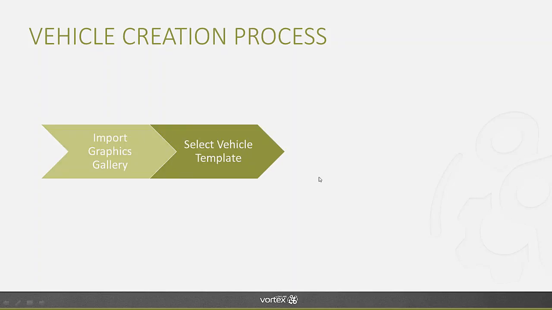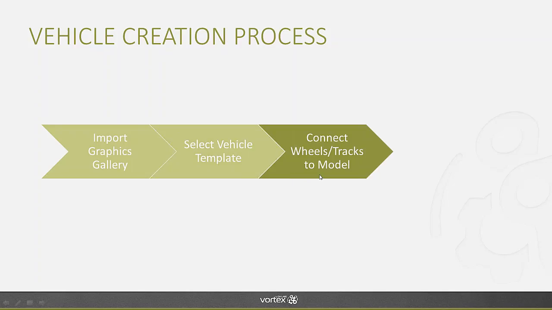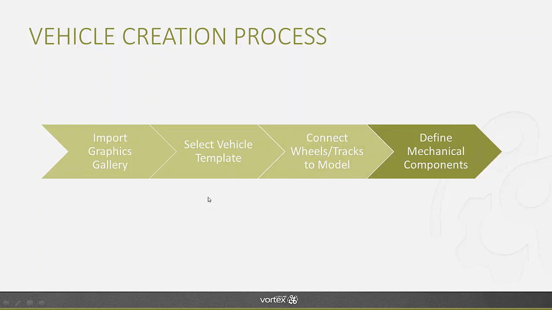Then we're going to select the vehicle preset we wish to use. And once we've selected the vehicle preset, as you've seen, there will be collision geometries created for the wheels and the track, so we're going to connect those to make sure that our vehicle can be operated. And finally, we're going to go field by field and fill the specifications for every mechanical component.